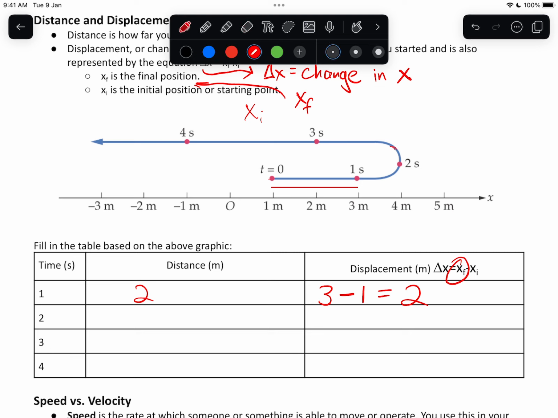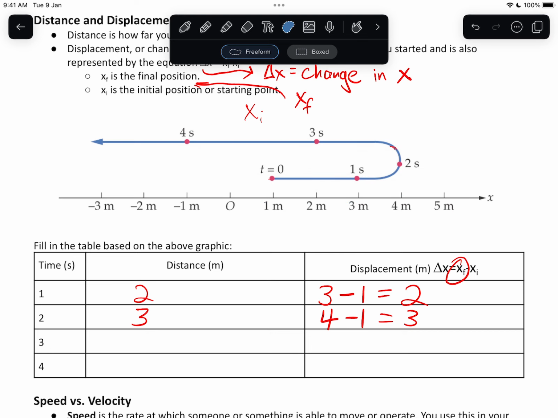All right, number 2, time at 2 seconds. So at 2 seconds, I'm right there. That means at 2 seconds, I'm going from here all the way to here. So the distance I've traveled is 1, 2, 3 meters. And my displacement, well, my final position is at 4 meters minus 1 meter. It's 3 meters again. Whoa, those are the same. Okay. Pretty simple stuff if you ask me.